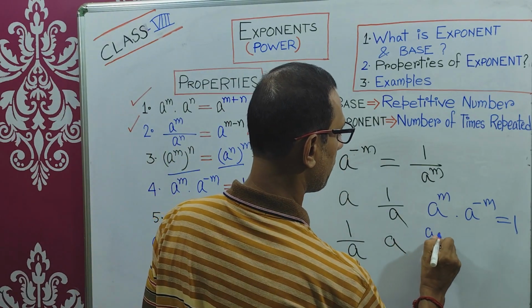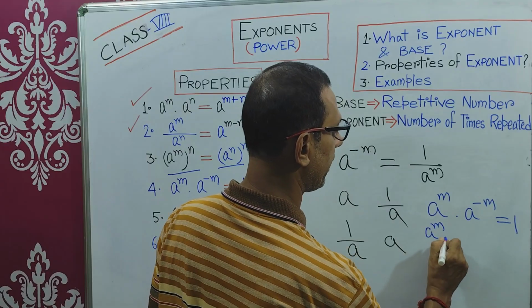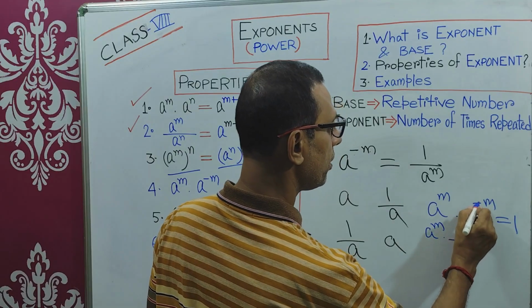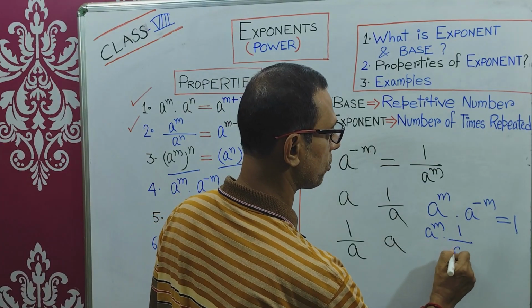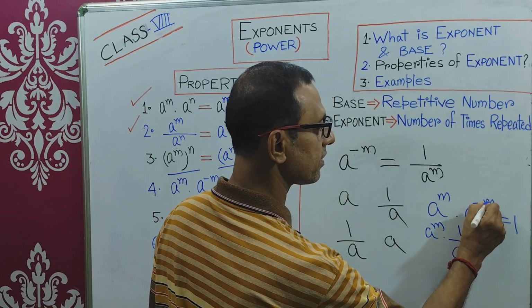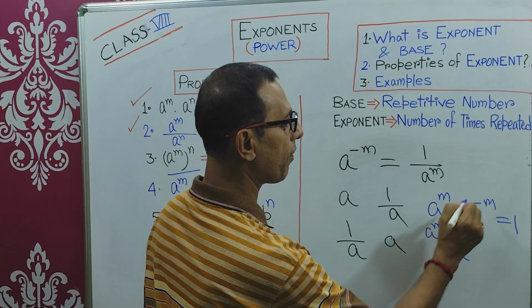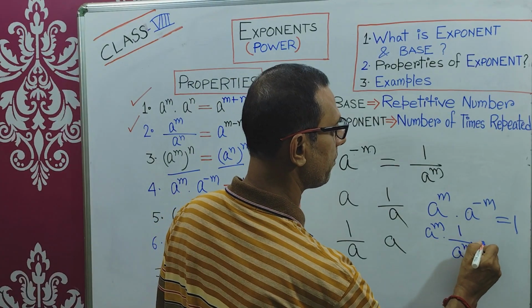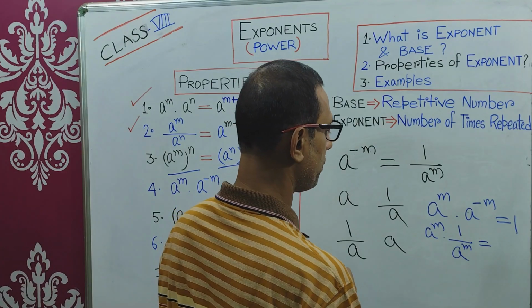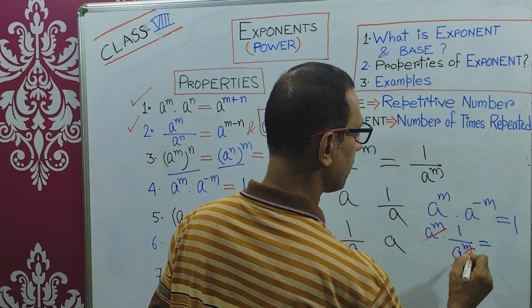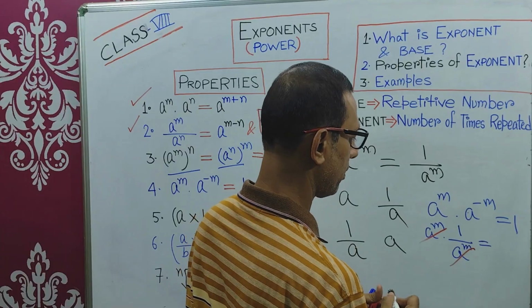One is by changing the sign. a to the power m into, you are taking a from the numerator to the denominator, so it is 1 by a, then the sign of the power will be changed, then a to the power m. That means you are cancelling these two, a to the power m and a to the power m, therefore it will be 1.